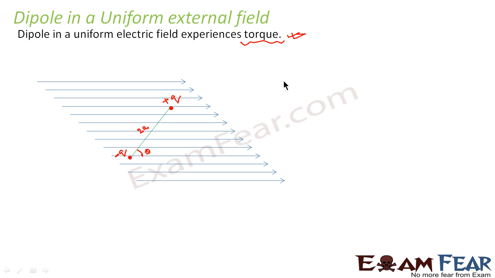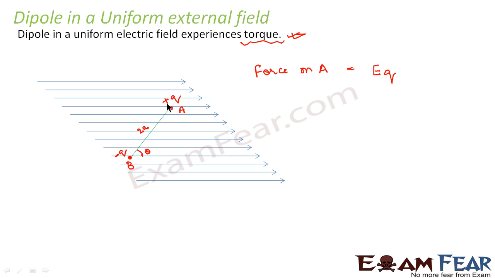Now let us calculate the force that will act on each of these charges. Let us mark this point as A and let us mark this point as B. So first let us calculate the force which will act on A. What would be the force that will act on A? The force will act due to the electric field. So what is the force that will arise due to the electric field? Electric field E multiplied by the charge. So that is EQ. In which direction? In the direction of the electric field.